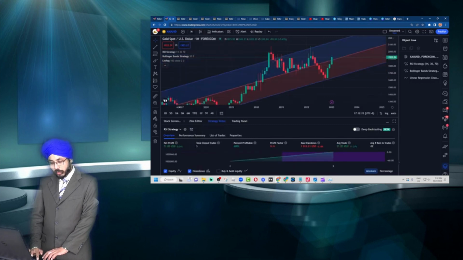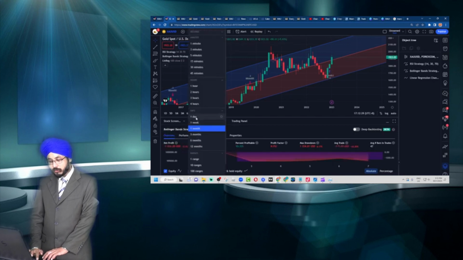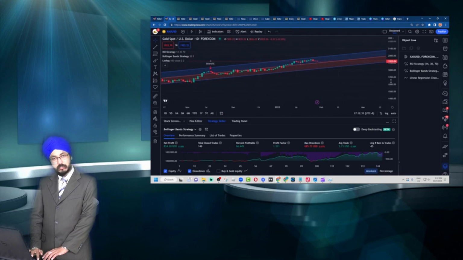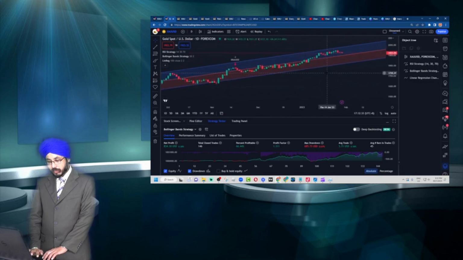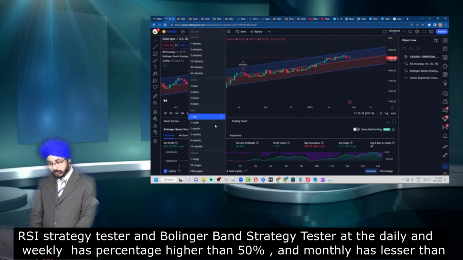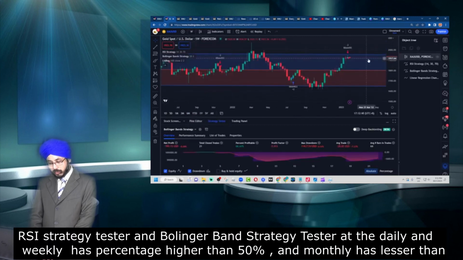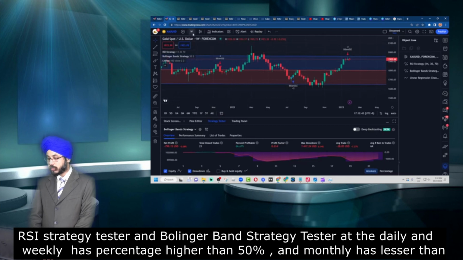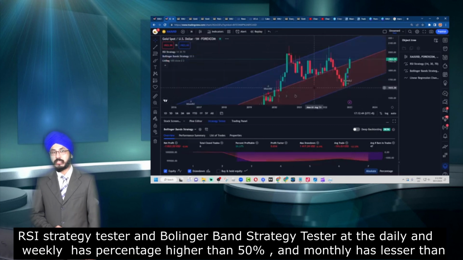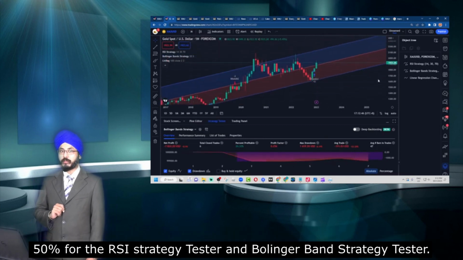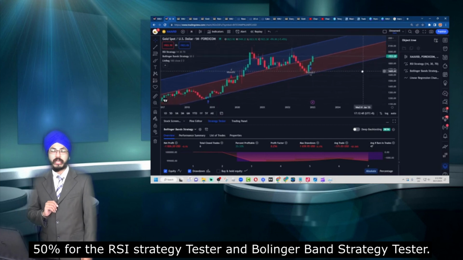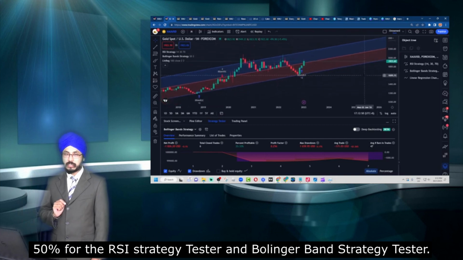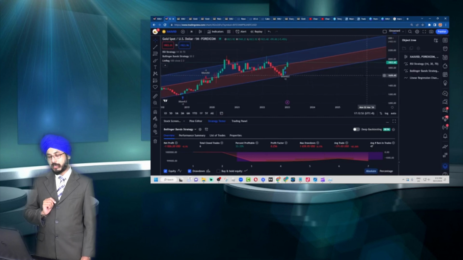Moving forward with our Bollinger Band strategy tester, at the daily we have about 64.57%, for our weekly about 57.89%, and for our monthly about 36.36%. As we can see here, our monthly time frame does not meet the requirement where the RSI and the Bollinger Band strategy testers must both be above 50%.